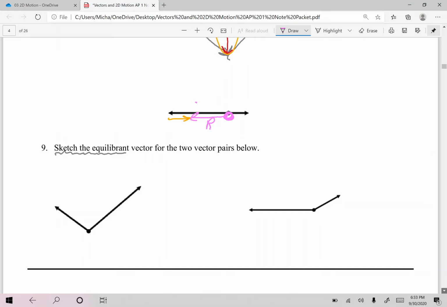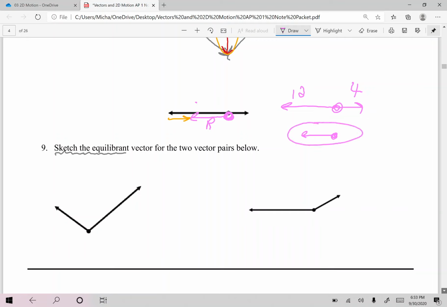Here's a different way to think about that one. If you really didn't like that, I totally get it, because I probably wouldn't use tip to tail for that one either. If you think of it like this, big number to the left, let's call it 12. Small number to the right, let's call it 4. What result would they make? Well, 8 to the left, a smaller value to the left.